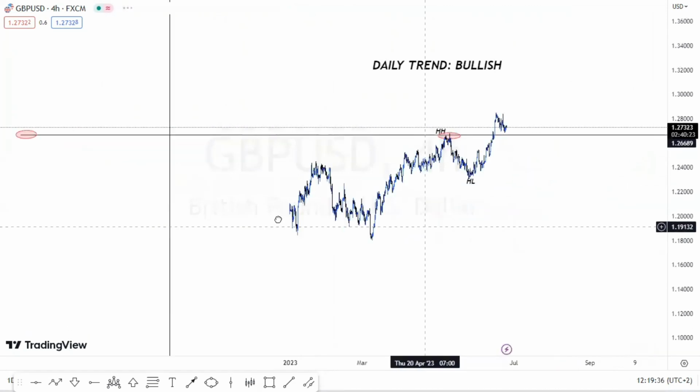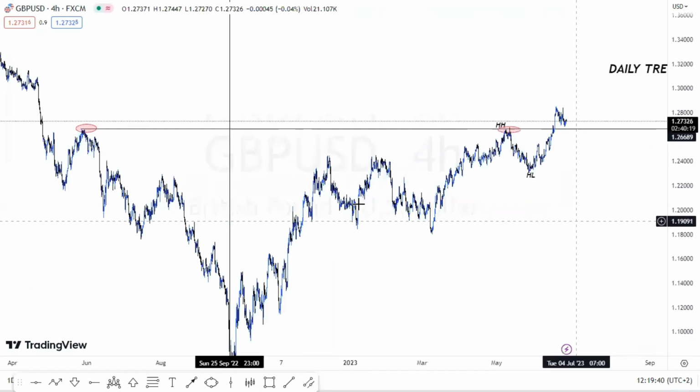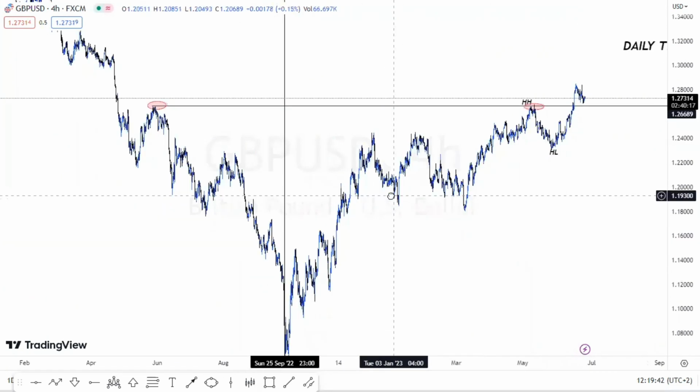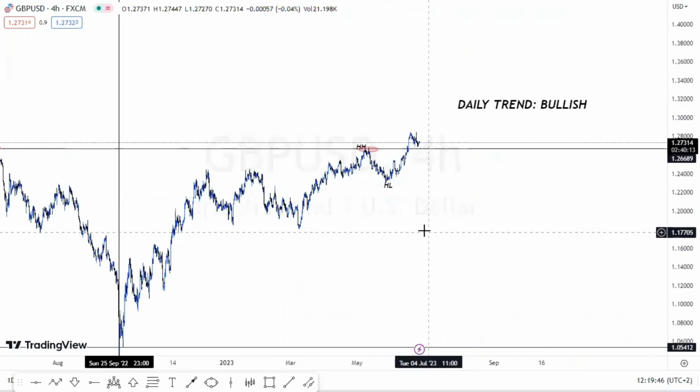So far we have a clear vision of what's happening. It gets clearer and clearer every time we scale down to the lower time frames.